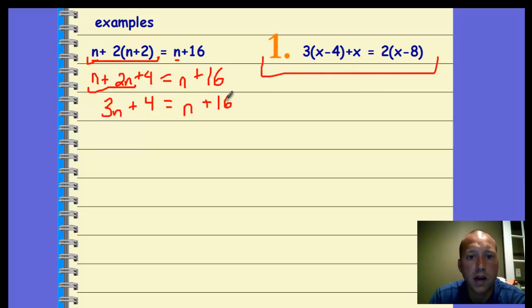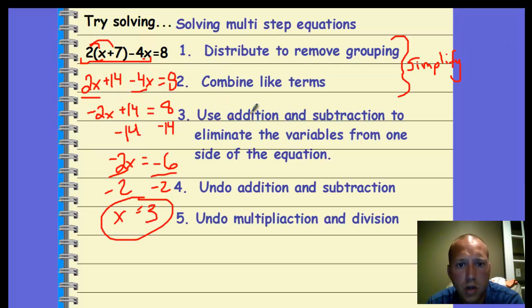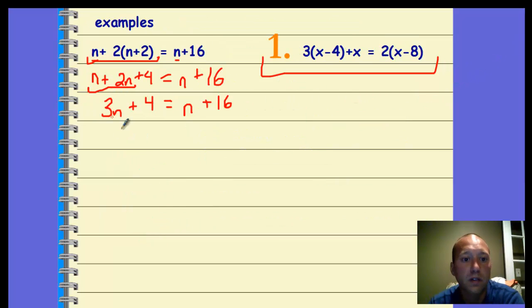Now we have n's on both sides, so we haven't talked about that. There were some steps in the previous slide. I think I missed that. So using addition and subtraction to eliminate the variables from one side. That's really what we want to do for this problem. We want to get rid of the variables from one side. On the right hand side here, we typically choose the smallest amount of them. That way it stays positive, but it does not matter.